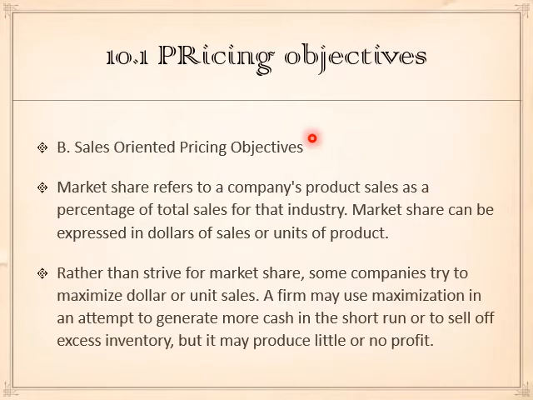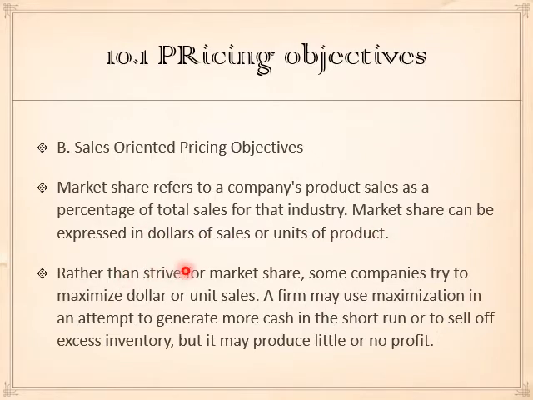Okay. The second pricing objective is the sales-oriented pricing objective. Sales-oriented means you are concentrating on making a lot of sales. Well, you know market share, which refers to a company's product sales as a percentage of total sales for that industry, and market share can be expressed in dollars of sales or even units of product.